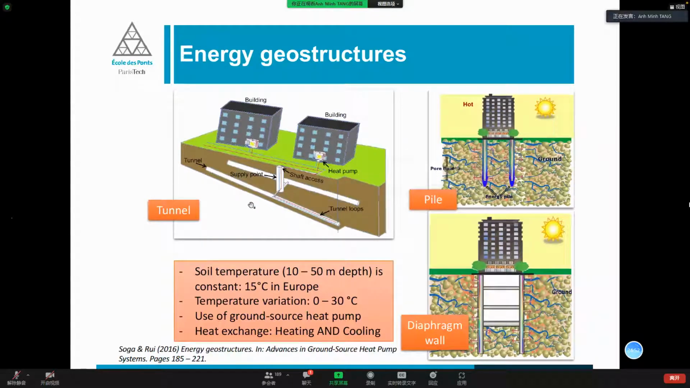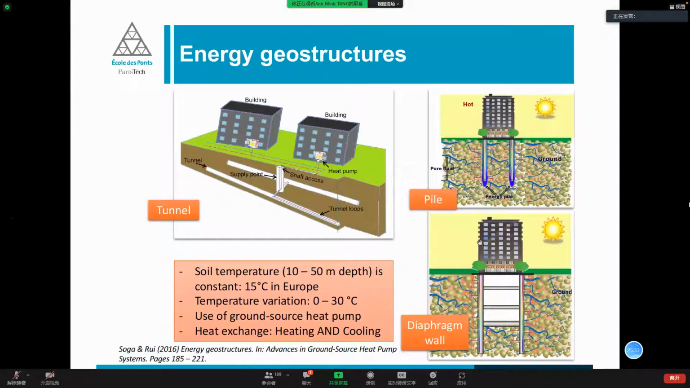Energy geostructures are geostructures like tunnels, piles, and diaphragm walls that are used to support the load from the building here. But the idea is that inside this structure, we integrate heat exchanger tubes. And then we connect these heat exchanger tubes to a ground source heat pump. Within this system, we can exchange heat between the building and the soil via this structure and using the heat pump.